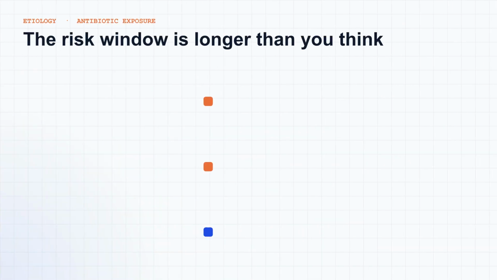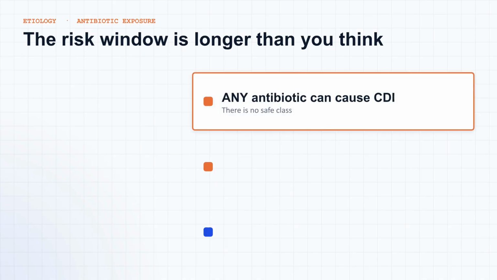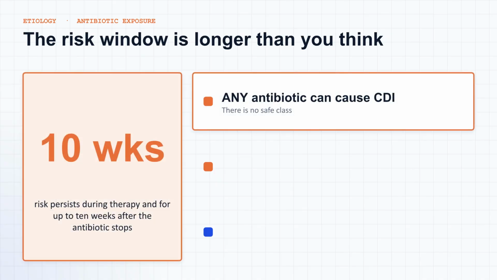Antibiotic exposure is the dominant risk factor, and two details matter. First, any antibiotic can do this. There is no safe class. Second, the risk window is long. A patient is at risk during therapy and for up to 10 weeks after the antibiotic stops. So when you take a history, ask about the last 2 to 3 months, not the last week.